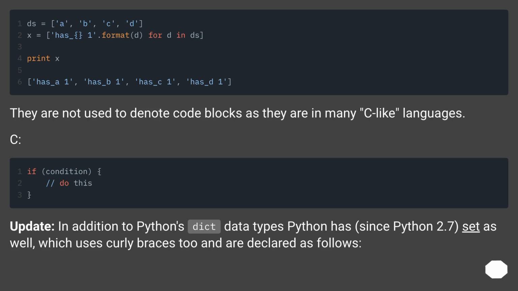Update. In addition to Python's dictionary types, Python has, since Python 2.7, set as well, which uses curly braces too and are declared as follows.